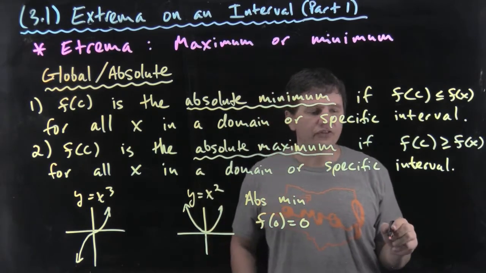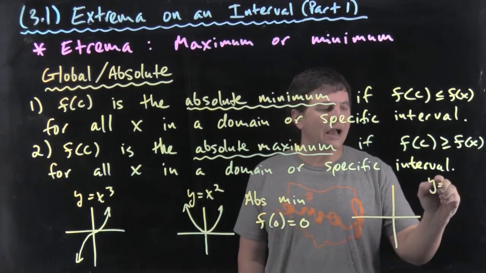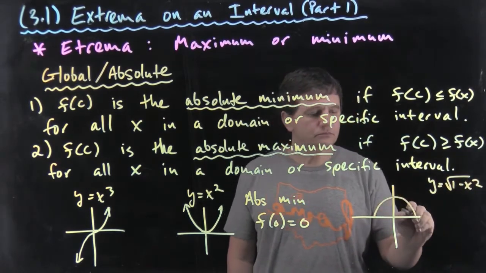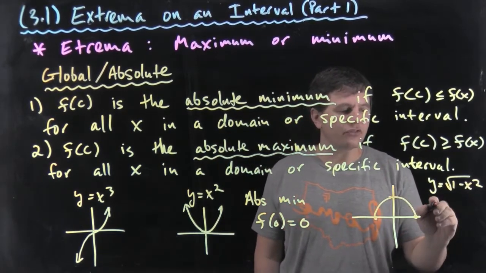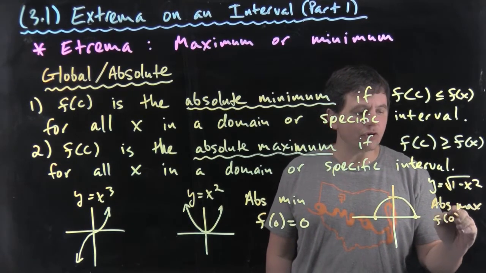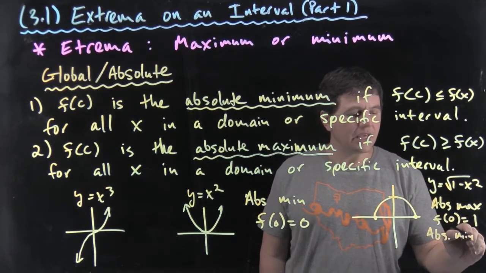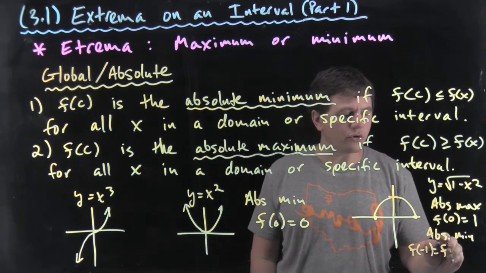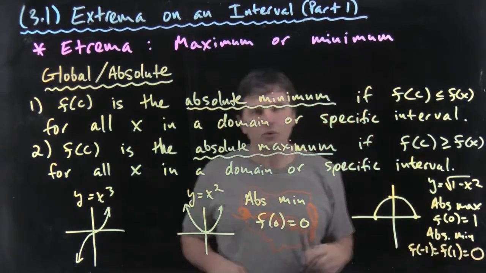And then we do have some functions that have both. So let's think of one that has both. Let's think of our semicircle, y equals the square root of 1 minus x squared. So this has an absolute max of 1. It occurs at 0, so our absolute max would be f of 0, which is equal to 1. Our absolute min is 0. It just happens to occur at two different places. So it occurs at -1. It also occurs at 1. But the absolute minimum value is the output, which is 0.